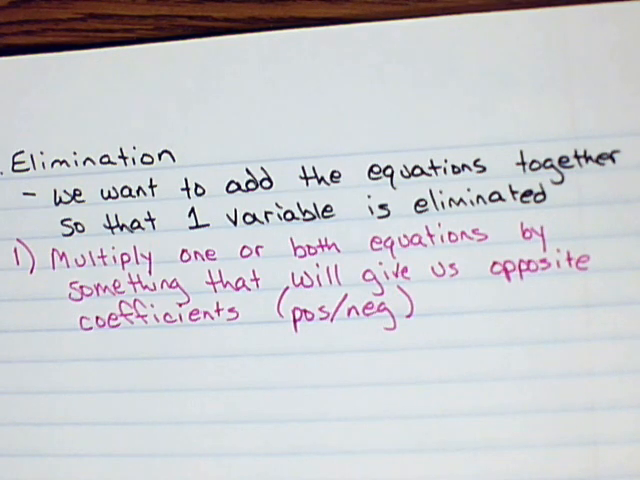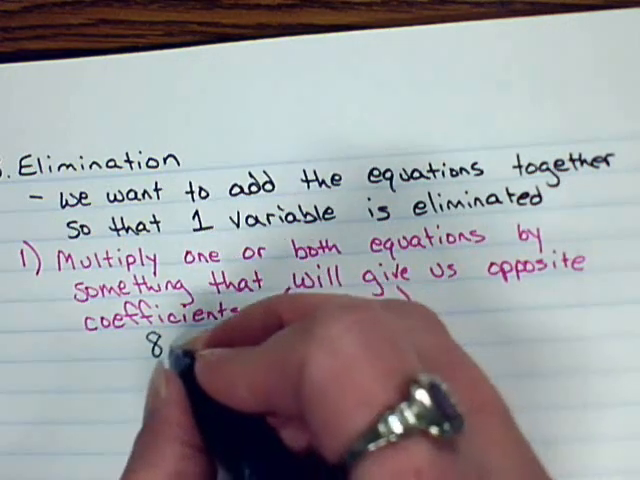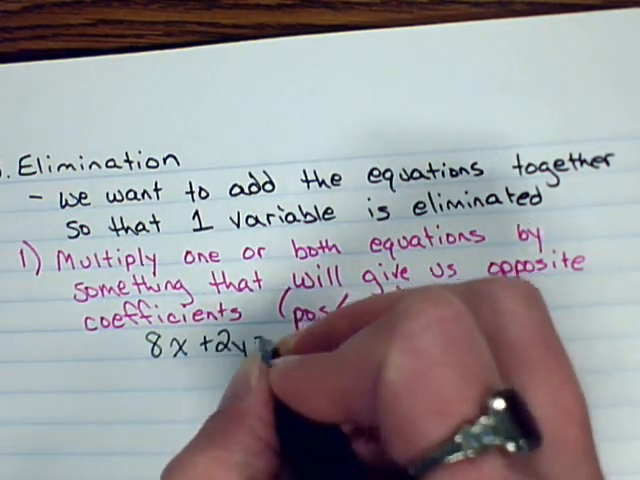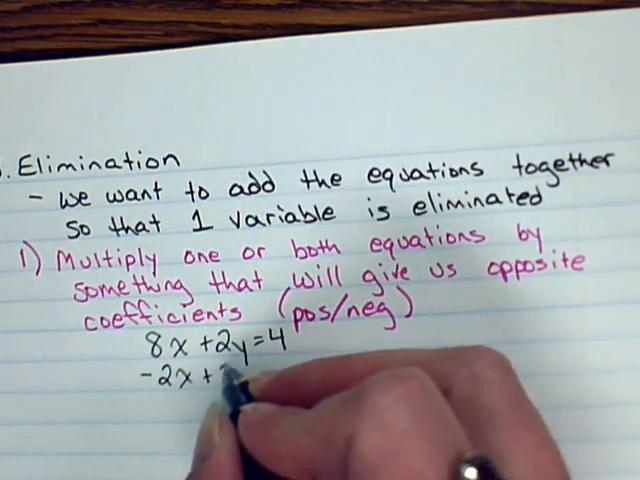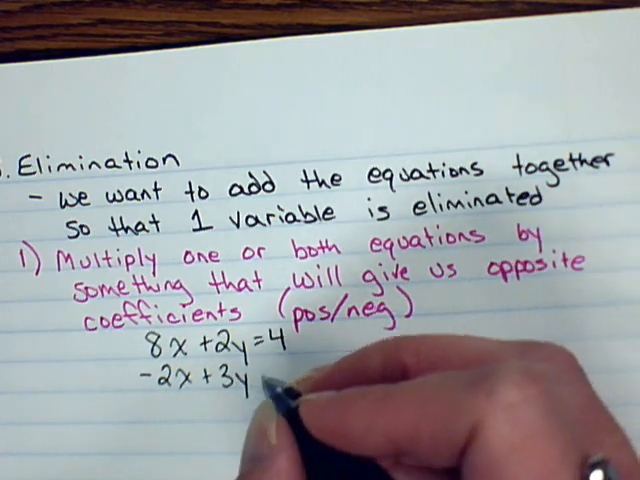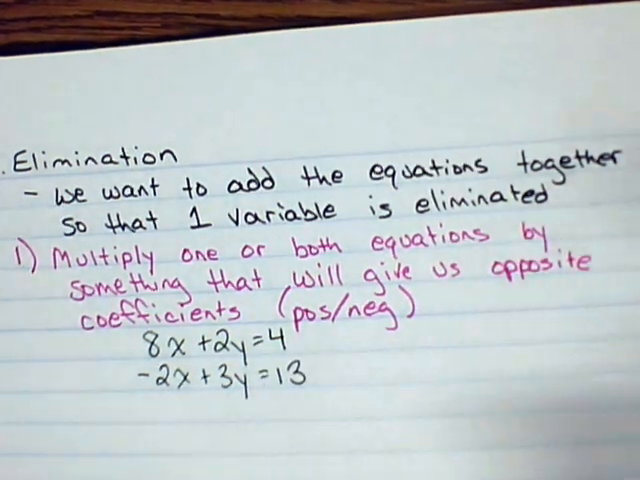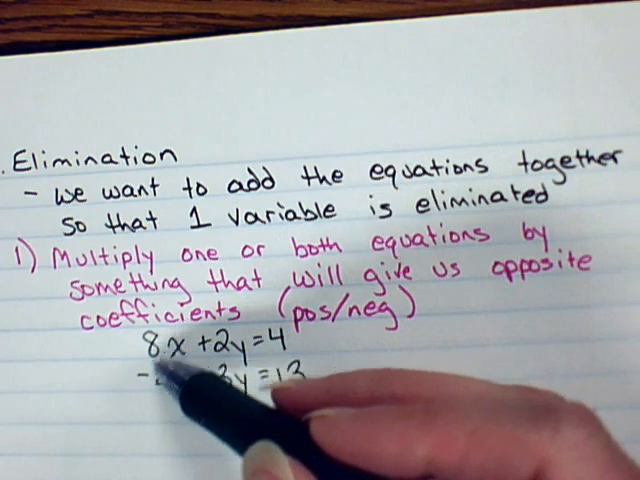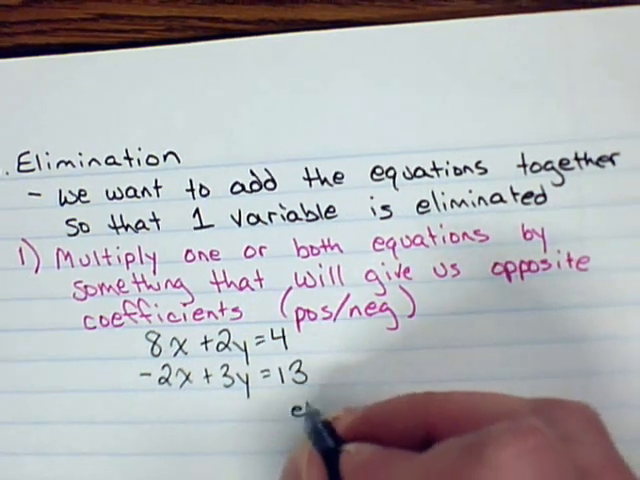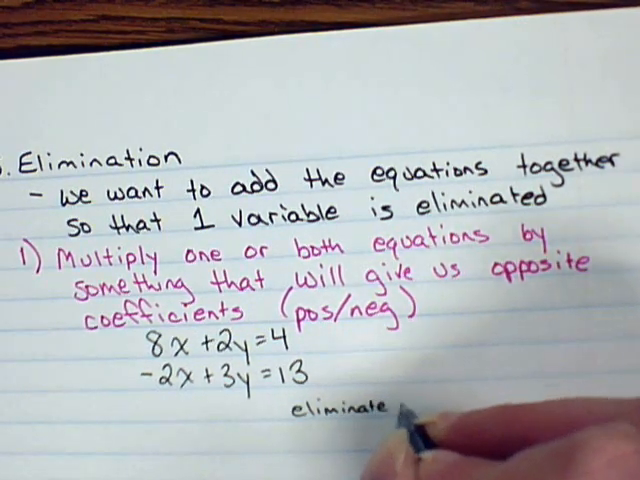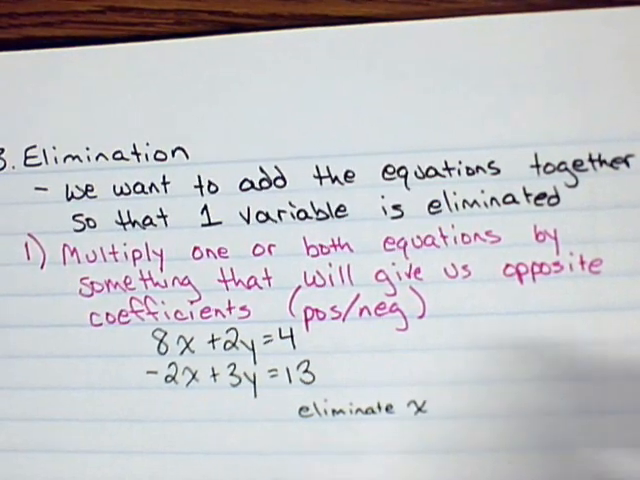So for my example here, I'm going to use 8x plus 2y equals 4. And this one's going to be negative 2x plus 3y equals 13. We want to somehow get one of the variables to be eliminated by having opposite coefficients. If you'll notice, we already have one that's positive and one that's negative, so we're halfway there. So x might be a good target. So I'm going to write down that I'm going to plan on eliminating x. Now, what could I do to eliminate x?